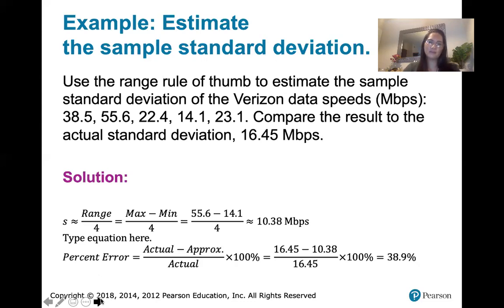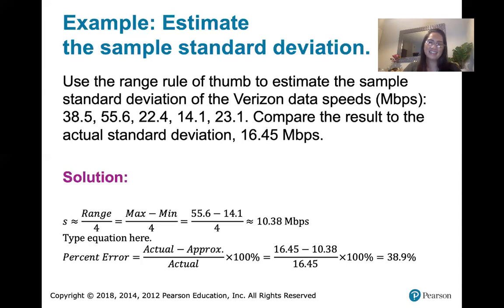Now remember, whenever you're computing the percent error, you're taking the actual value of something and you're subtracting that approximate value of that same quantity. So we're going to take the actual value of the sample standard deviation, which is the 16.45 megabits per second, and we're going to subtract that approximate value that was given by the range rule of thumb. And then we'll divide by the actual sample standard deviation, which we found in another video, the 16.45. If you do that, you see that there is a 38.9% difference between the approximate value of the standard deviation and the actual value of the standard deviation.